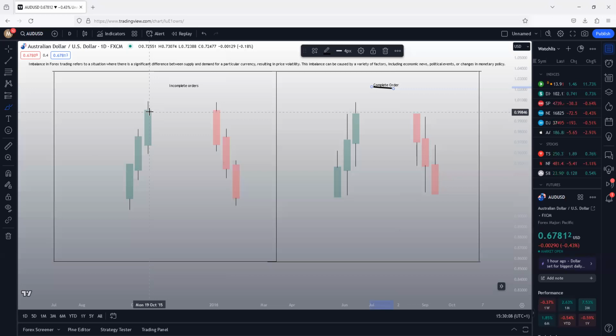An imbalance is essentially a presentation of the previous complete order. Therefore, the incomplete order is mostly a presentation of the previous complete order. And we did that in the previous lesson.